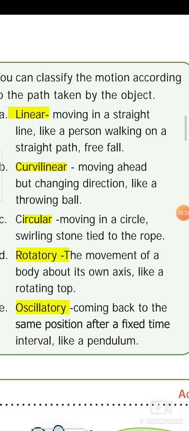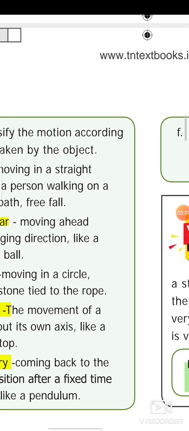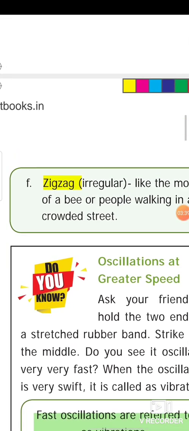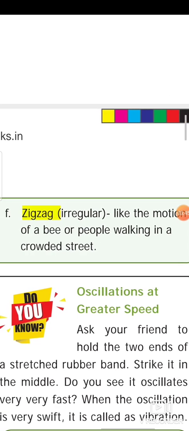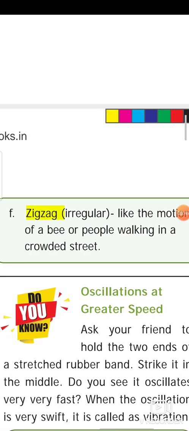Oscillatory motion, coming back to the same position after a fixed time interval like a pendulum. You used to see the pendulum, no? So that is oscillatory motion. Another common example is a swing in the park. Next, the zigzag irregular motion. It is like the motion of a bee or people walking in a crowded street. So these are all the different kinds of motion.